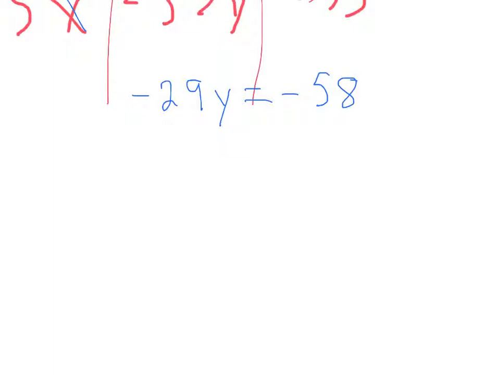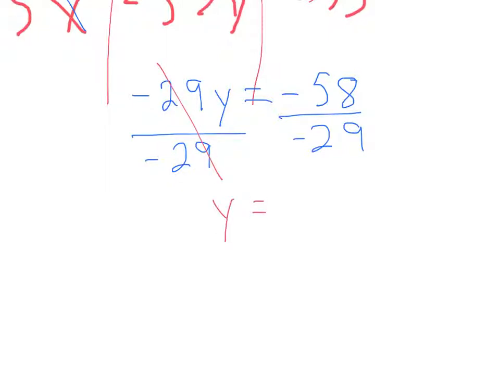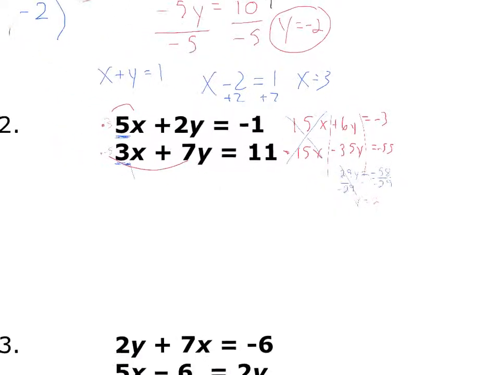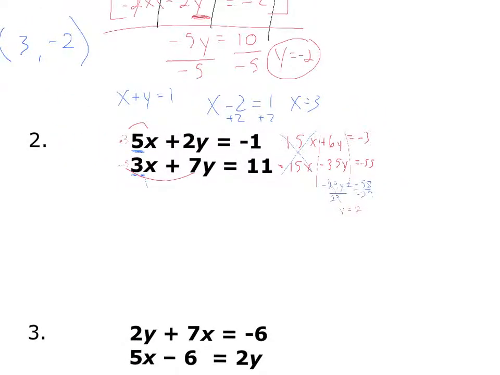Okay, so there's our equation. Let's go ahead and finish it off. So we got negative 29. We're going to divide each side by that to cancel it out. The 29's cancel out. And then we would have y equals negative 58 divided by negative 29, and that is 2. So half of our solution is 2, and I can go ahead and plug that y back in anywhere I want.